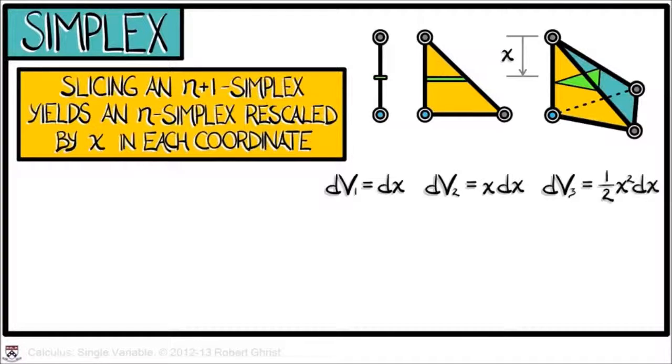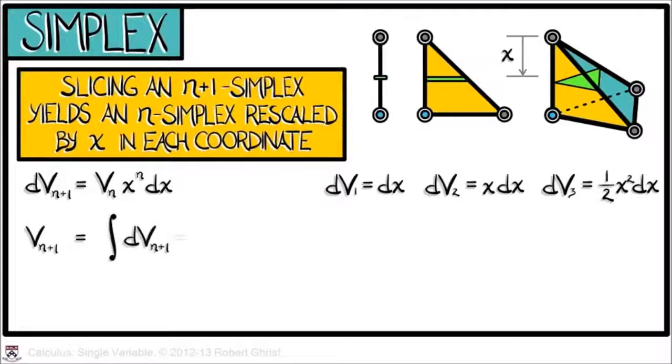And in general, the difficult step is to argue that the volume element for the n+1 simplex is the volume of the base n simplex, v sub n, times x to the n, since we're rescaling each coordinate by a factor of x. But once we have that, and then multiplying by the thickness, dx, we can compute this n+1 dimensional volume as the integral of the volume form.